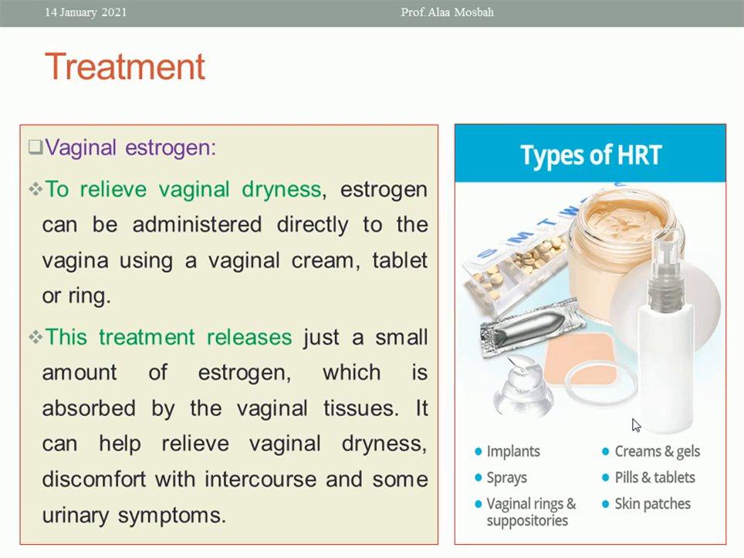Vaginal estrogen, as in this picture, this is a suppository, and the creams and tablets relieve vaginal dryness and improve genitourinary symptoms. This is very important to be known. In the form of cream or tablet or ring, it will improve the dryness of the vagina and urinary symptoms and improve dyspareunia if present.